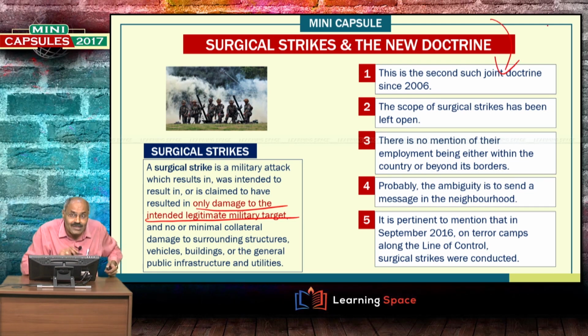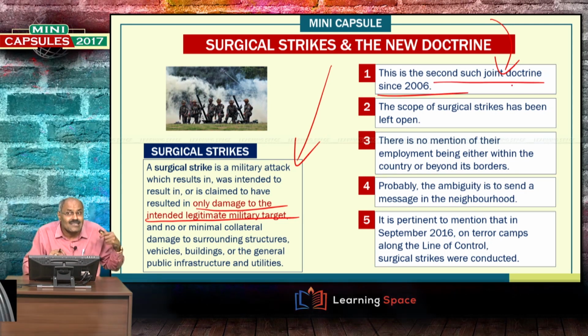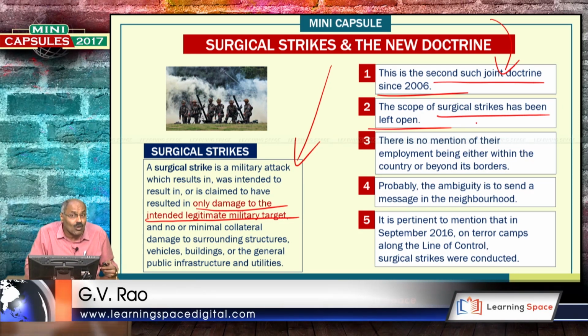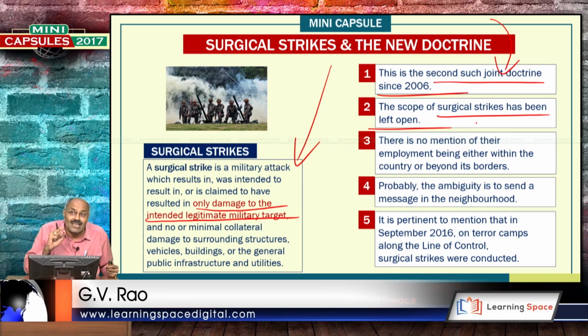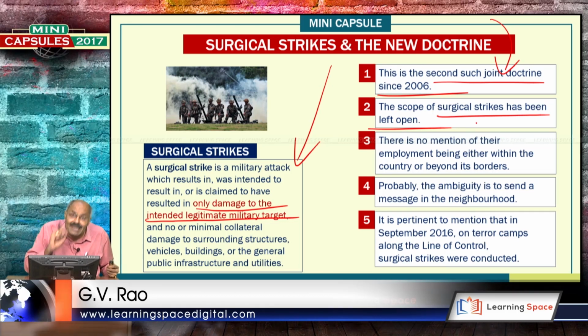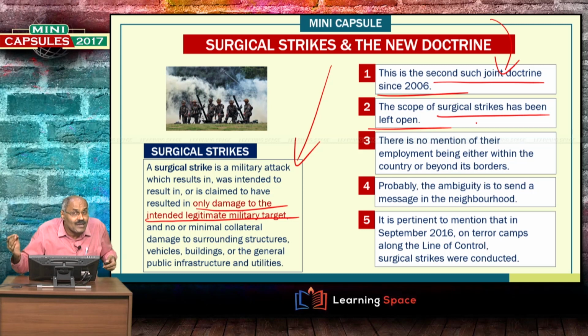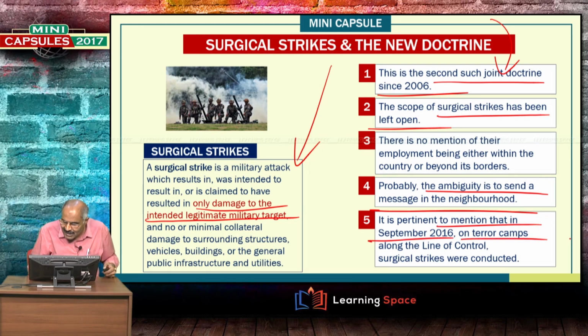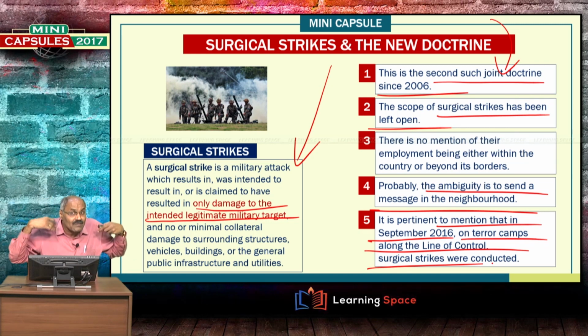If you look at the new doctrine, surgical strike meaning I explained, and subsequently, this is the second such doctrine since 2006. The scope of surgical strikes has been left open. That means it is not mentioned whether surgical strikes can be conducted within the country or beyond its borders, and probably the ambiguity is to send a message to the neighborhood. At the same time, it is pertinent to mention that in September 2016, surgical strikes were conducted on terror camps along the line of control. So, please don't forget the words surgical strikes as well as cold start. Understanding the meaning of these words is very important.